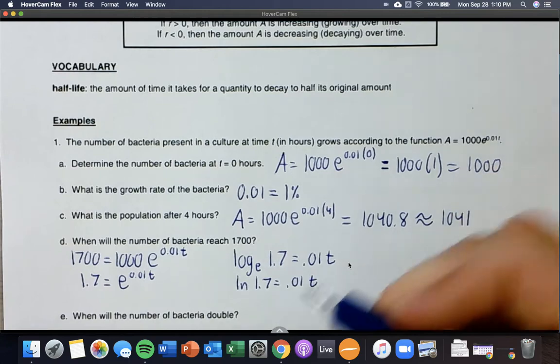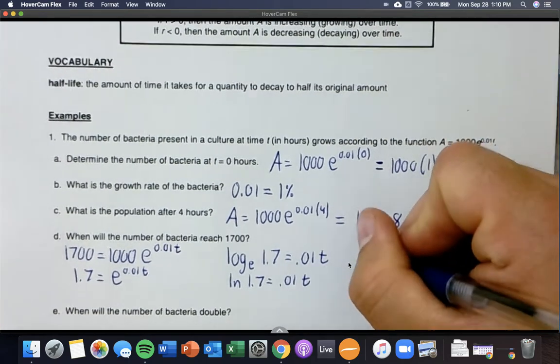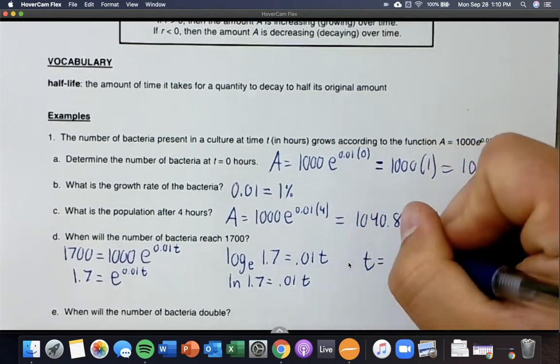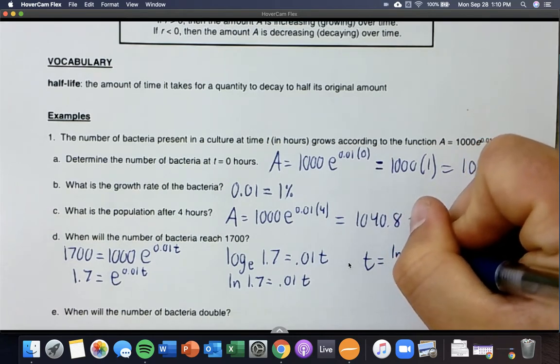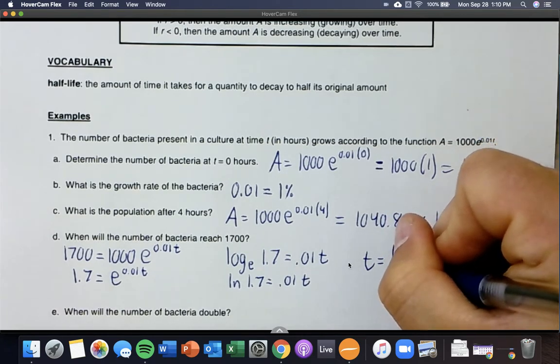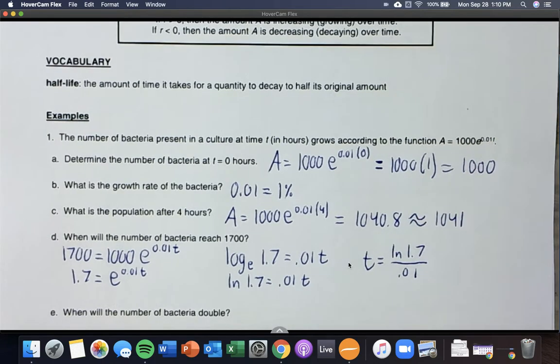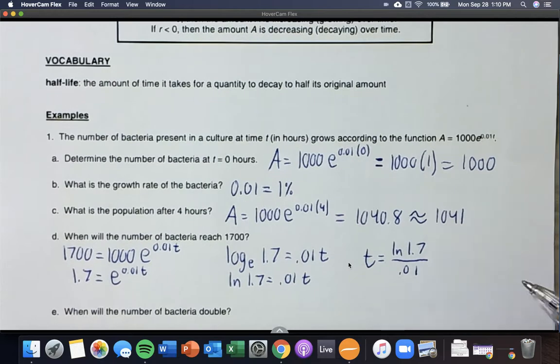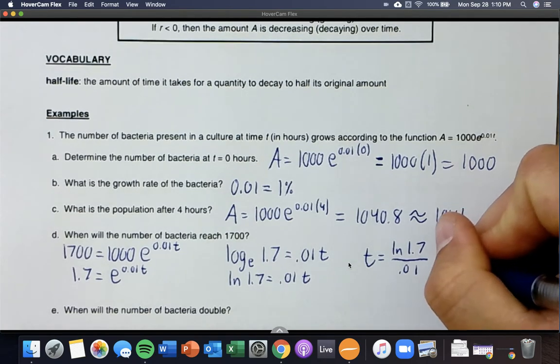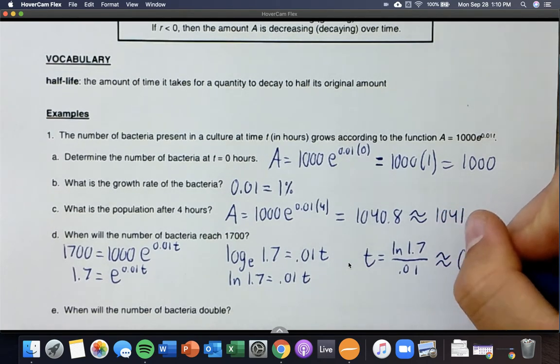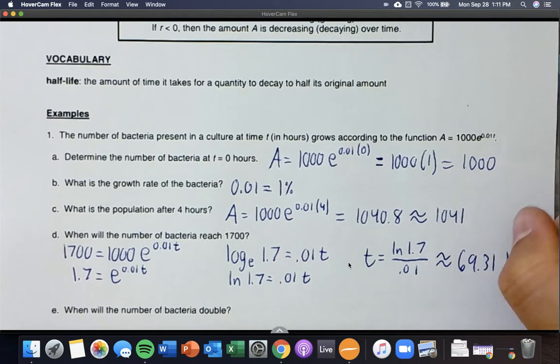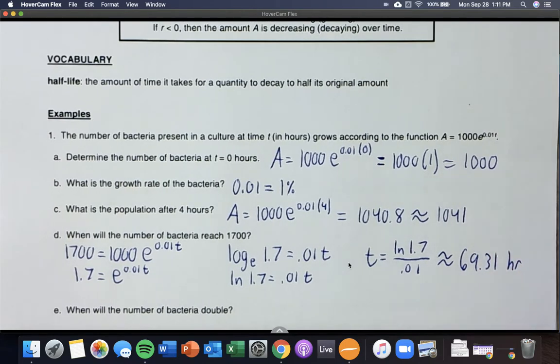We can divide this 0.01 over, and we can say t is going to be equal to the natural log of 1.7 divided by 0.01. If we plug that into our calculator, remember we just hit the natural log of 1.7 divided by 0.01, we get about 69.31 hours, and you kind of just round it out there.